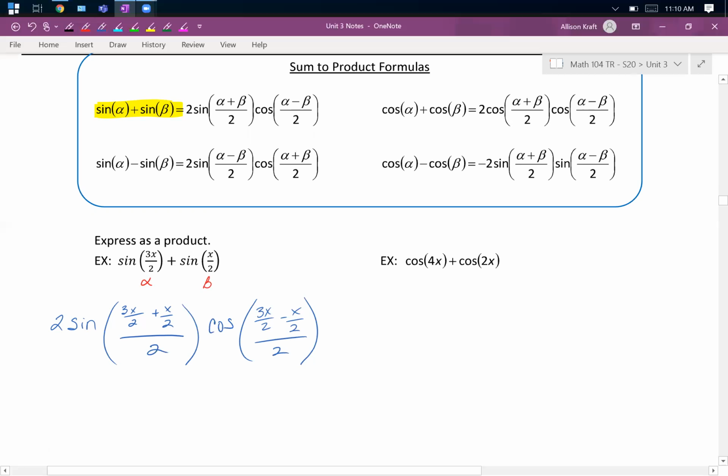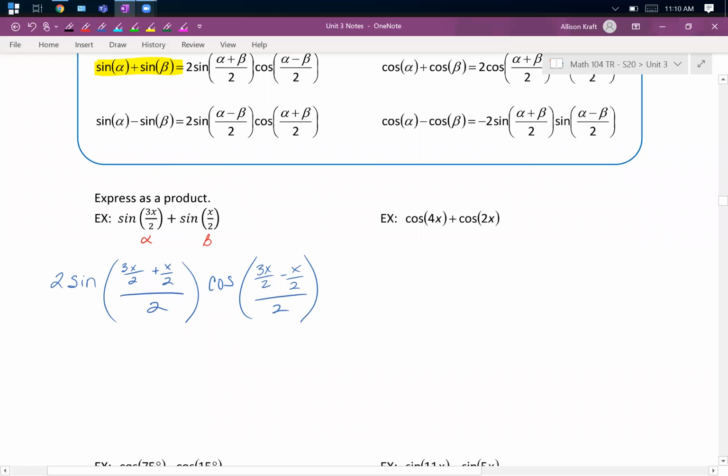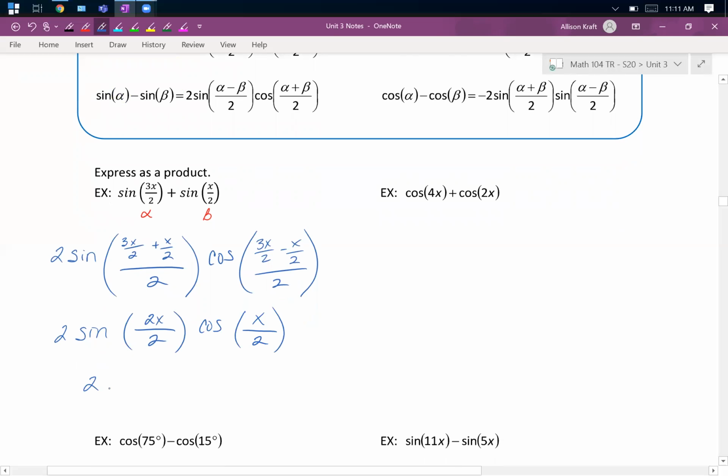And then we simplify our arguments. So with the sine, we have 3x over 2 plus 1x over 2 gives us 4x over 2. And 4x over 2 simplifies to be 2x, but we still have that over 2, like in the big denominator. And with our cosine, 3x over 2 minus 1x over 2 gives us 2x over 2, which is just x. And then we still have that denominator of 2. And we can simplify our sine argument one more time. Those 2's cancel out. We're left with 2 sine of x cosine of x over 2.